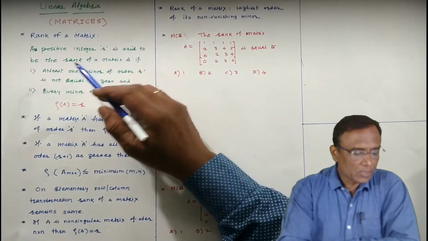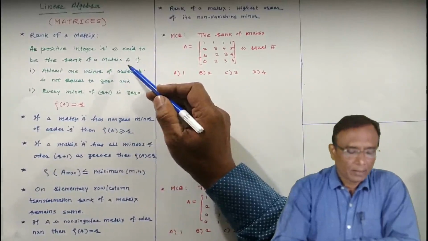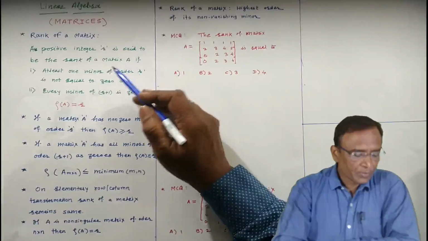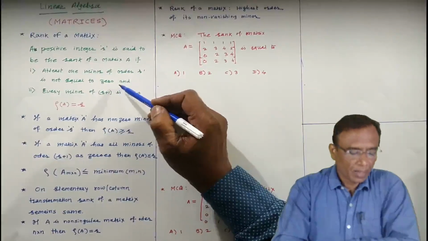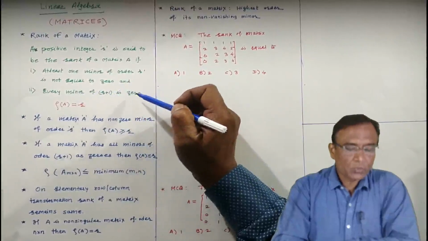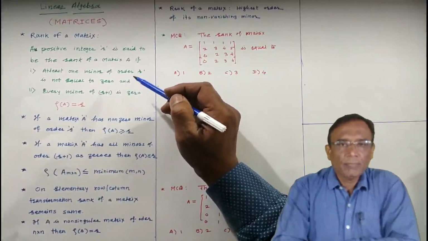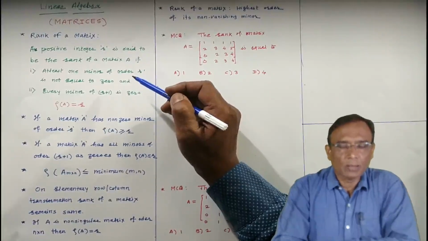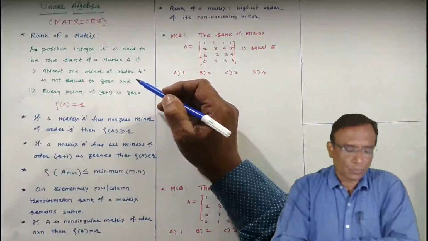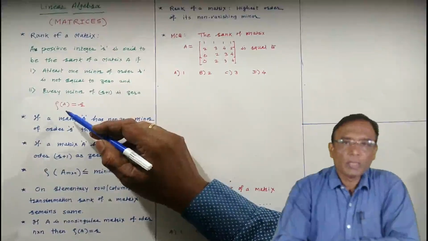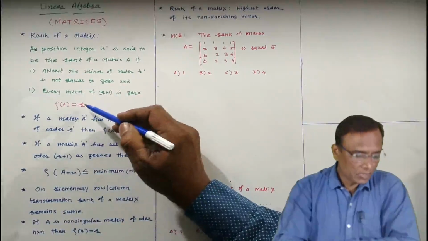How to define the rank of a matrix? A positive integer R is said to be a rank of a matrix A, the given matrix, if at least one minor of order R is not equal to 0 and every minor of order R plus 1 is 0. I repeat, R is said to be the rank of a matrix if every minor of order R plus 1 vanishes, means 0, and at least one minor of order R is not 0. The rank of the matrix is normally denoted by rho. Rho of A is R, means rank of the matrix A is R.